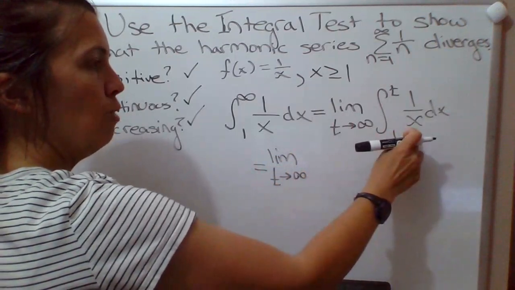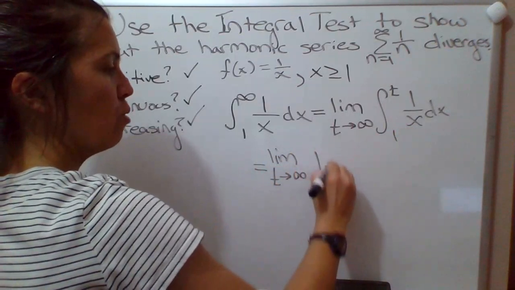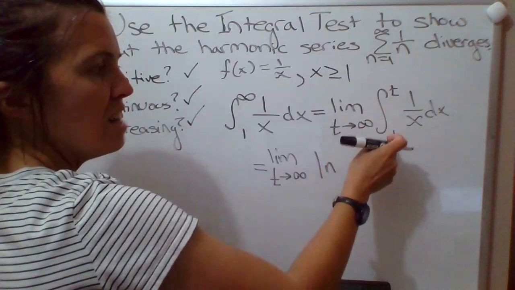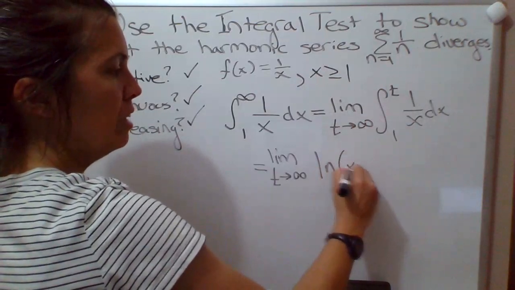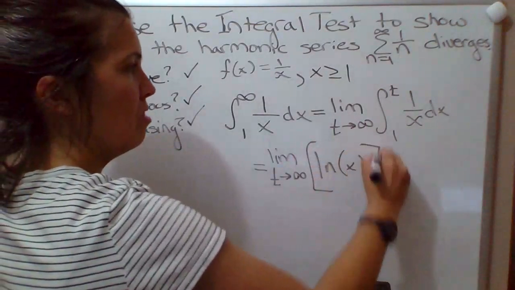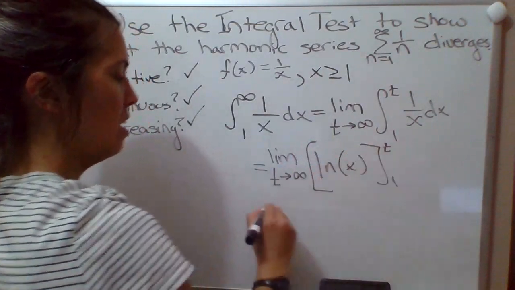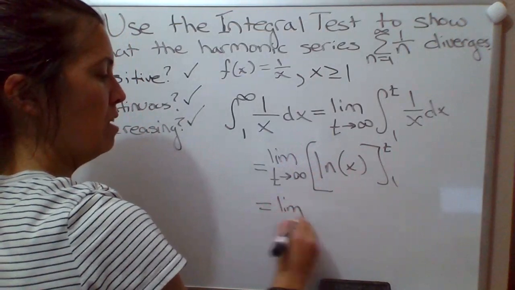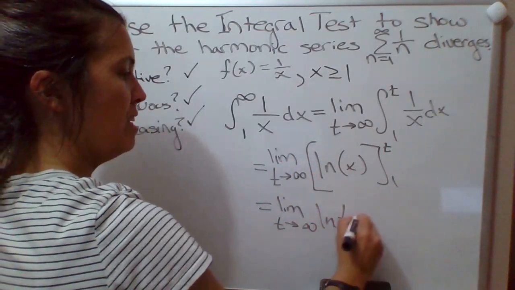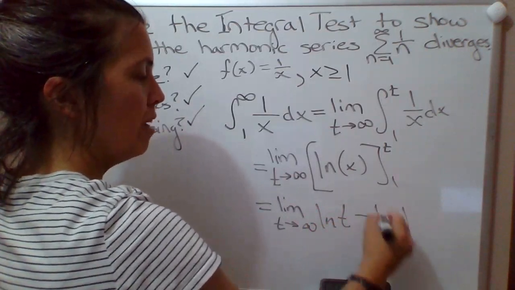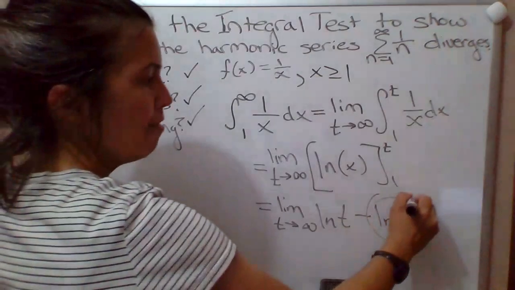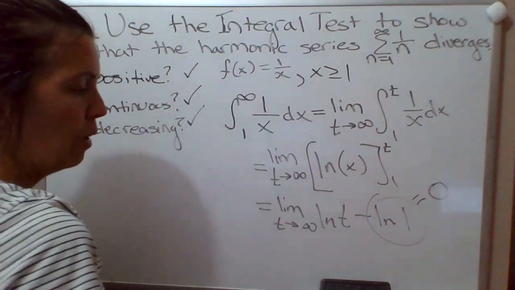of the antiderivative of 1 over x, which is natural log absolute value of x. Although I see that x is greater than or equal to 1, so I don't really need absolute value. I'm just going to write natural log of x, where this is evaluated from 1 to t. So this is equal to the limit as t approaches infinity of natural log of t minus natural log of 1, which one thing about natural log of 1, we know for sure it's a finite number. In fact, natural log of 1 is 0.